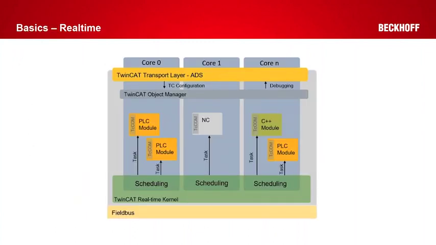So let's start with some basics about our real time. Of course, many of you have already seen similar pictures of how our real time could work and what the architecture behind it is. I have tried to depict it a little bit in another way. Here you can see three different cores, which can be used for our real-time environment. And you can see here the TwinCAT 3 real-time kernel.